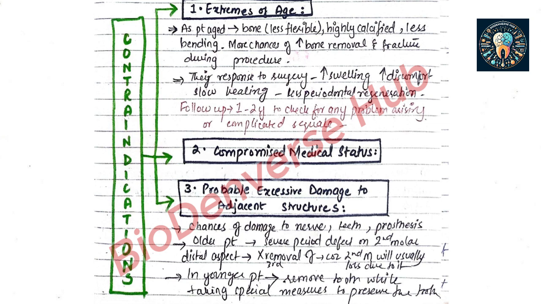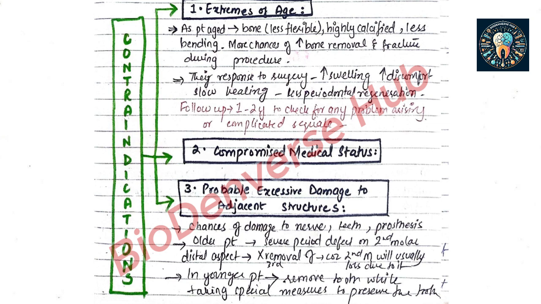Their response to surgery also results in increased swelling and increased discomfort and also slow healing. There is also less periodontal regenerative capacity. But in the case of extreme ages, you need to keep the patient on follow-up for 1 to 2 years to check for any problem or any complicated sequelae. If problems arise, you will have to go for its removal.